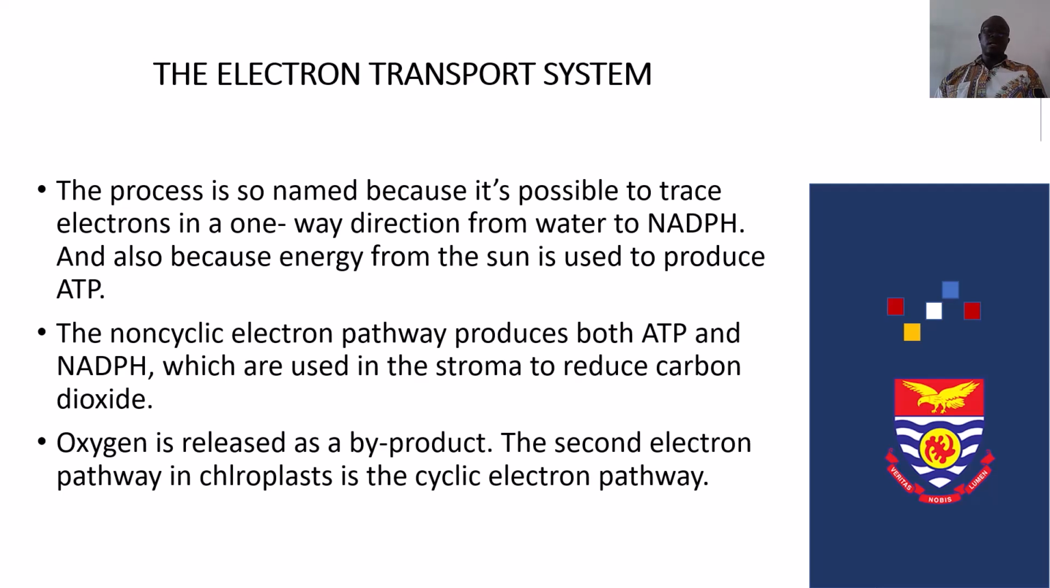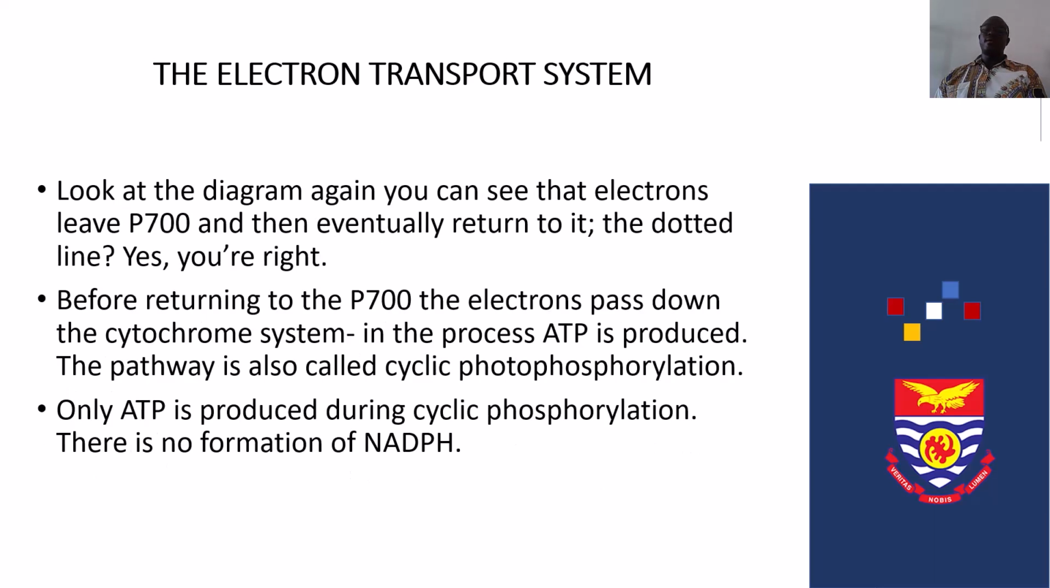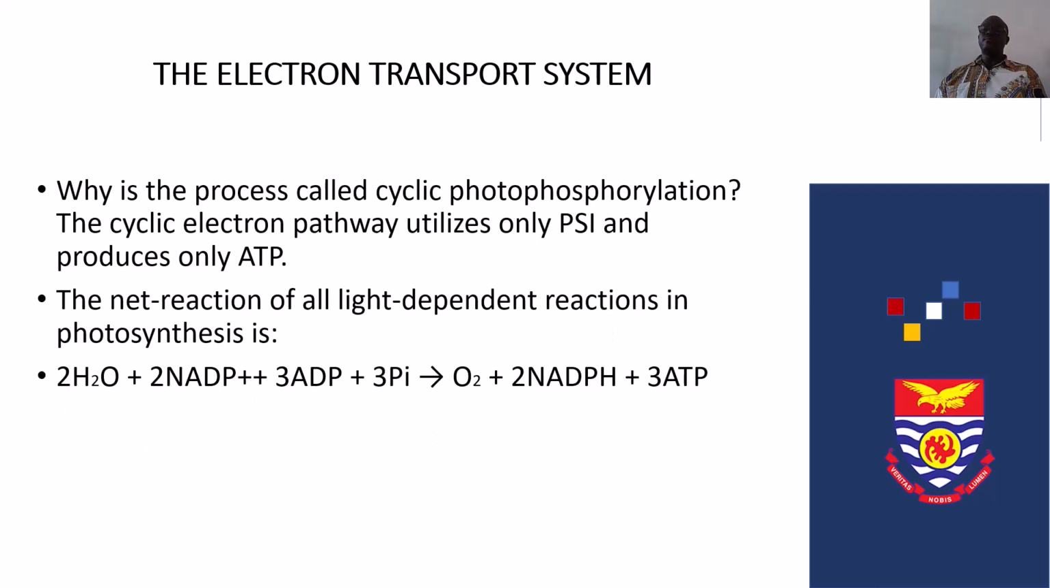The second electron pathway in the chloroplast is the cyclic electron pathway. So look at the diagram again. You can see that electrons leave P700 and then eventually return to it. The dotted line, yes, you are right. Before returning to the pigment 700, the electrons pass down the cytochrome system. In the process, ATP is produced. The pathway is called cyclic photophosphorylation. Only ATP is produced during cyclic phosphorylation. There is no formation of NADPH.